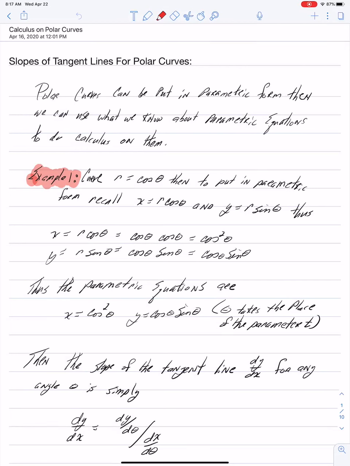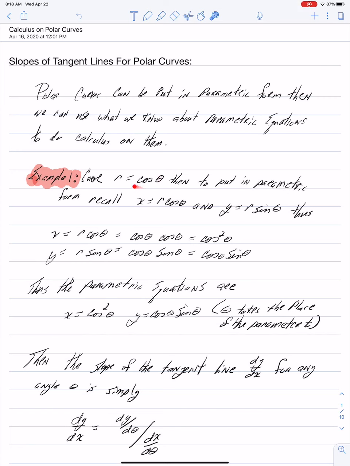Today we're going to look at how one computes the slopes of the tangent lines for polar curves. The bottom line is you can take a polar curve, r as some function of theta, and turn it into a parametric curve with parameter theta as opposed to calling it parameter t. And when you do that, you can use that same formula that we used back when we looked at parametric equations. Here's the way you do it.